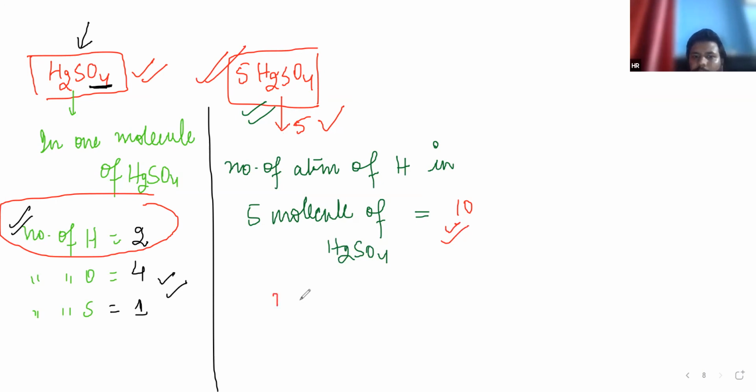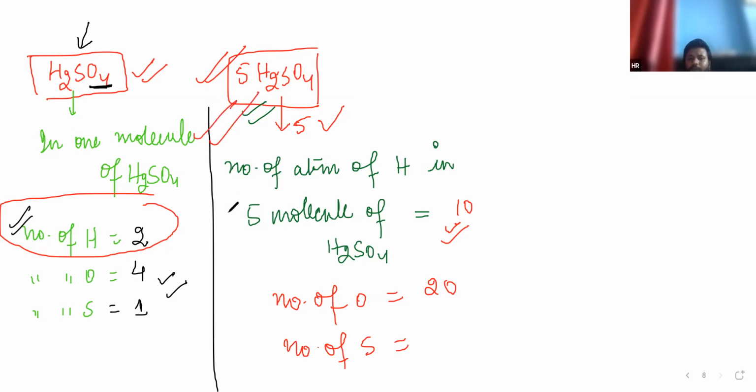Now tell me the number of oxygen atoms in 5 molecules of H2SO4. 20. Because in 1 molecule of H2SO4, you have 4 atoms. Then in 5 molecules of H2SO4, you will have 20 atoms. You will have or not? Azza? Very good. Now tell me the number of sulfur atoms in 5 molecules of H2SO4. Very good.